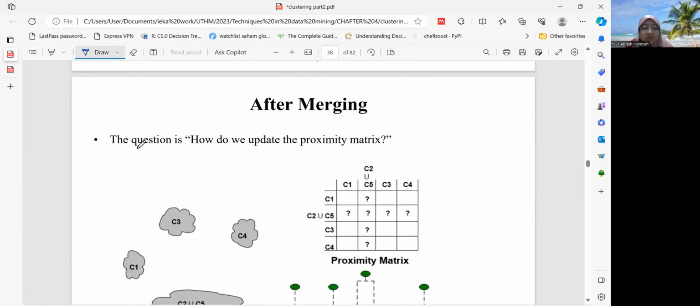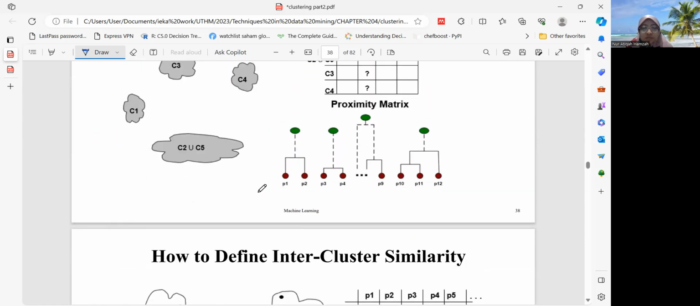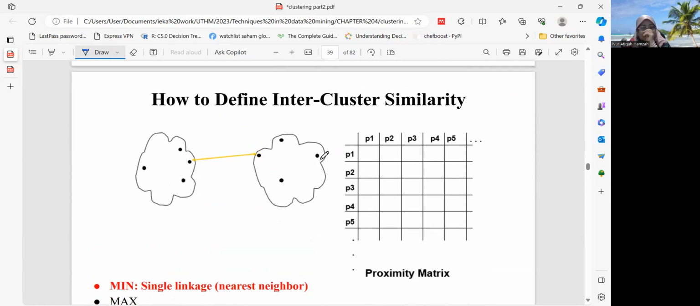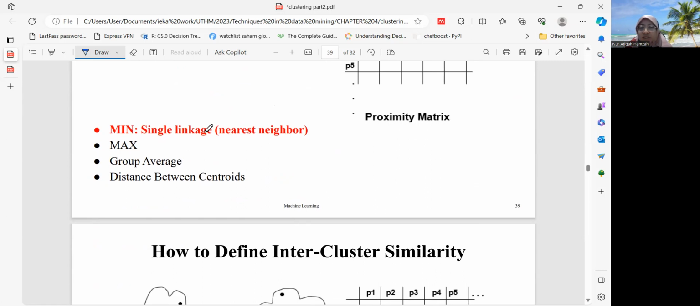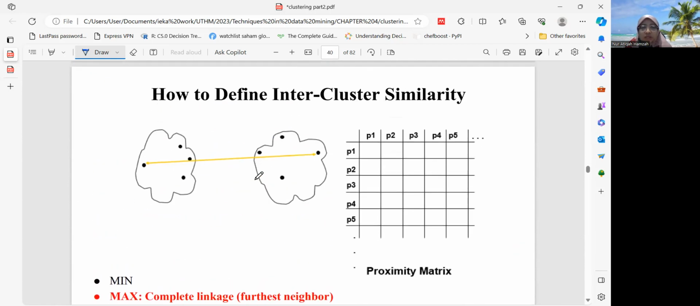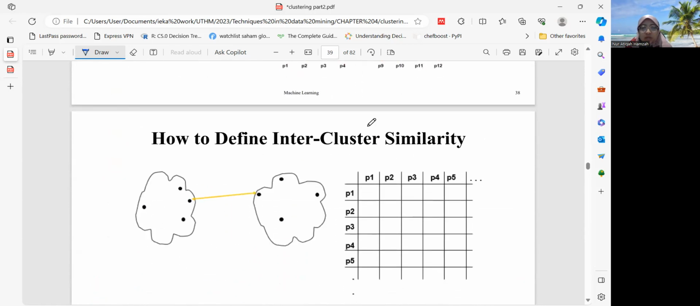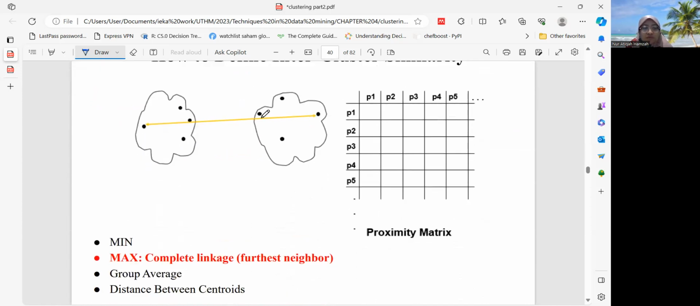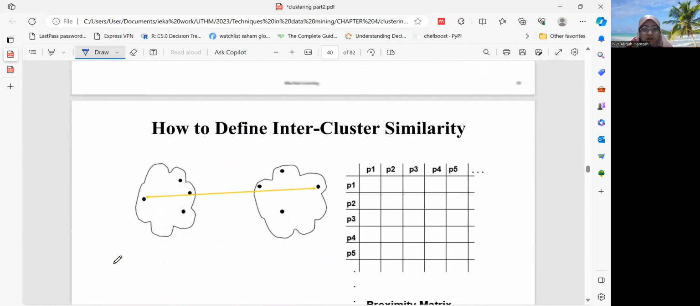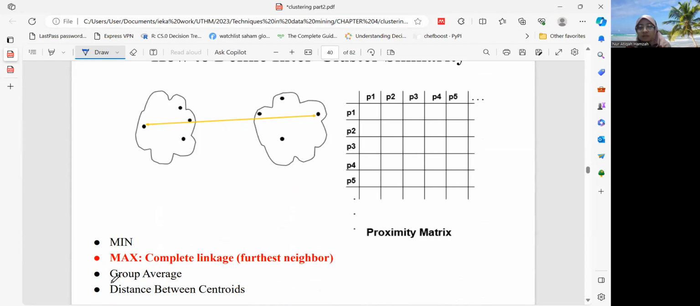Okay, after the merging, the question is how do we update the proximity matrix, and how to define the intercluster similarity? So for agglomerative, we have min or single linkage. Single linkage is nearest neighbor, and then we have max, group average, and distance between centroids. For single linkage, for intercluster similarity, dia akan ambil the closest point. Tapi kalau max, dia akan guna furthest neighbor. Max distance juga dipanggil sebagai complete linkage.